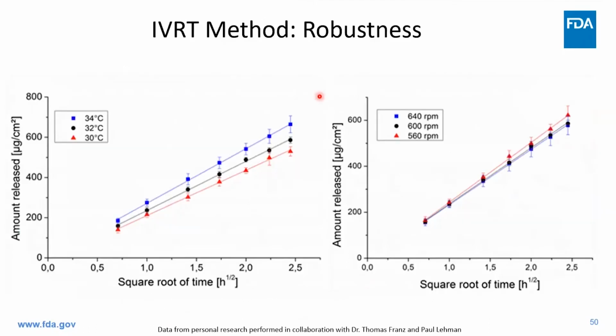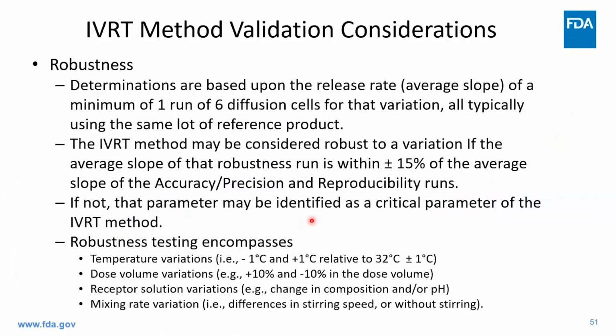Robustness is then looked at by looking at other method parameters like the temperature control or the stirring rate, and to be able to show where your method is robust. And if it's not robust to a particular parameter, then it's really important to control that parameter and not let it vary. So robustness determinations are based upon the release rate, that average slope, of a minimum of one run of 6 diffusion cells for whatever that variation is, that variation in temperature or stirring speed or whatever it is, typically using the same lot of reference product.